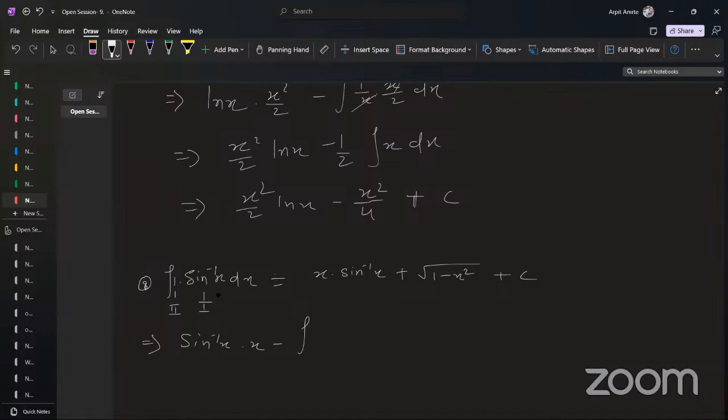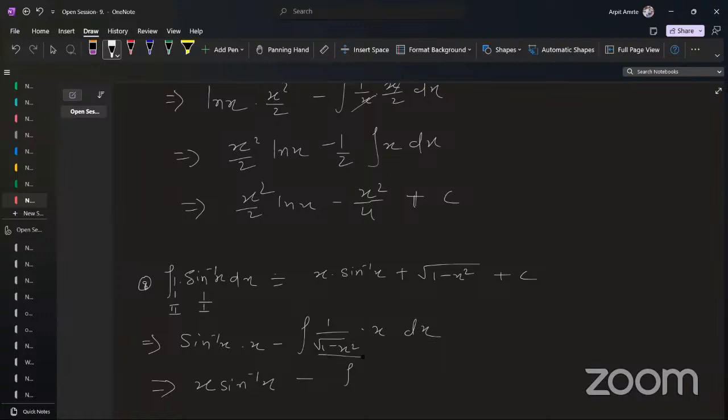Now what will it be? The differentiation of sine inverse x is what? It is 1 upon root 1 minus x square. And the integration of the second function, which is x dx, gives x sine inverse x.